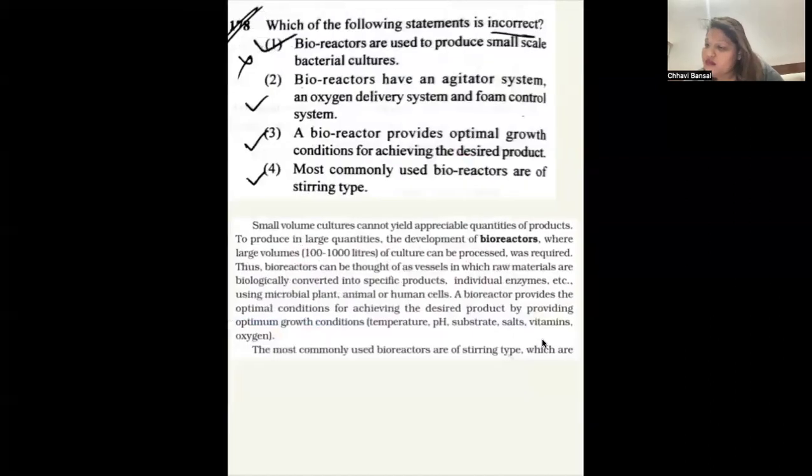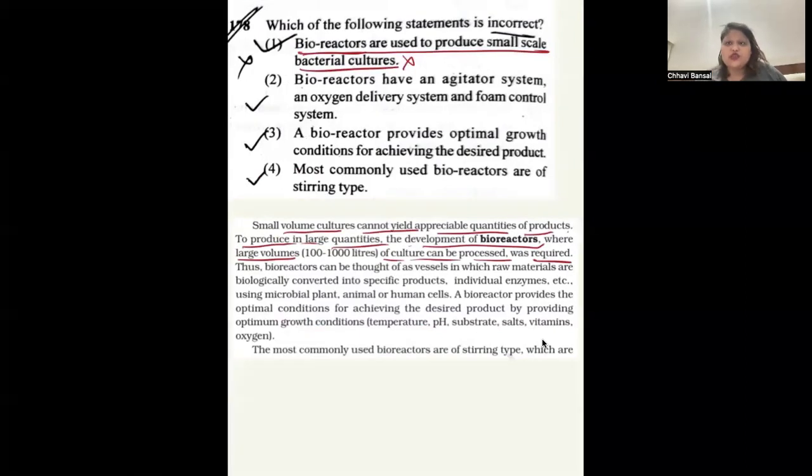Okay. Next question is taken from biotechnology processes, right? We are going to talk about bioreactors. So basically, there are different types of bioreactors: lab scale, pilot scale, and large scale bioreactors, right? So these bioreactors are for large amounts of bacterial culture. Small volumes of culture cannot yield appreciable quantities of product. To produce large quantities, the development of bioreactors, where large volumes of culture can be processed, was required. Means this statement is incorrect. They are not used for small scale bacterial cultures, but they are used for large quantities of the culture.